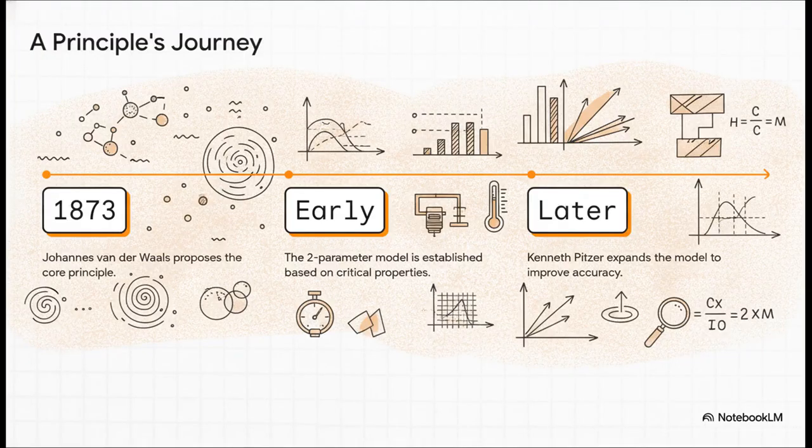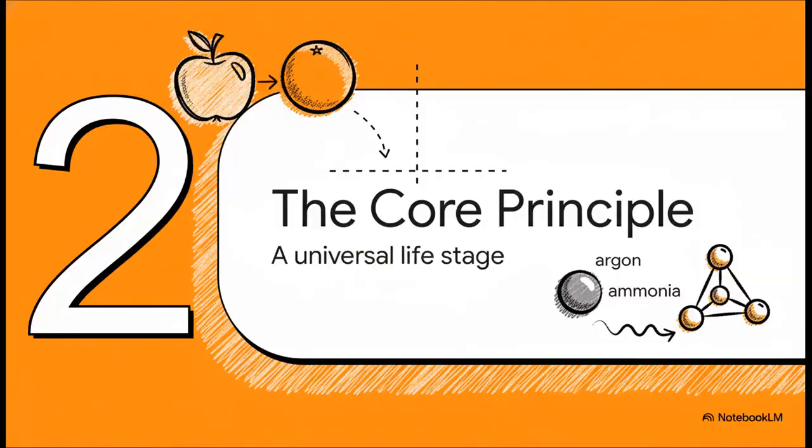Then, in 1873, this physicist, Johannes van der Waals, comes along with a pretty wild idea. He basically said, hey, what if all these different gases aren't actually that different deep down? And that idea was the seed for what's known as the two-parameter model, which down the line got a major upgrade from Kenneth Pitzer. So what was this revolutionary idea? Let's dig into the core principle.